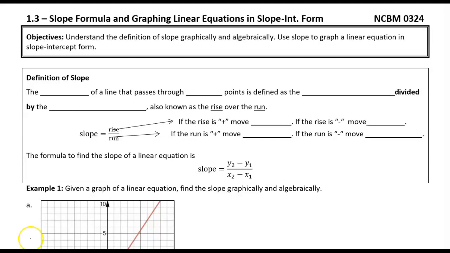We're going to say the slope of a line that passes through 2 points, right? And a line has no curve to it. We're going to say a line is just straightforward. But it passes through 2 points is defined. So what is slope again? It's defined as the change in y divided by the change in x, more commonly known as rise over run.